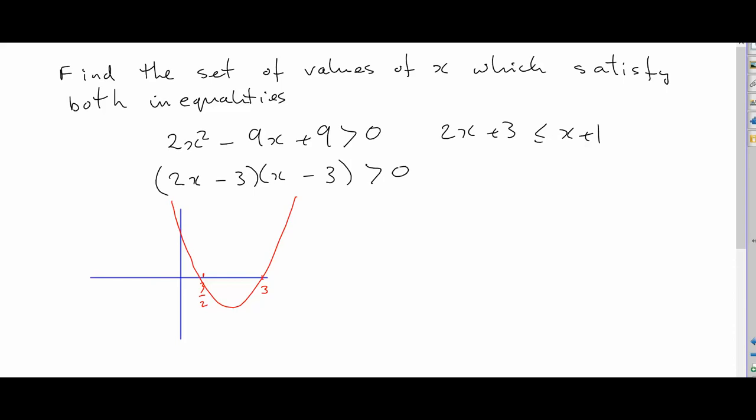And so we want the values for x for which the quadratic is positive, and so that is over here and over here, corresponding to the portion of the curve which is above the x-axis. And so that is x is less than 3 over 2 and x is greater than 3.